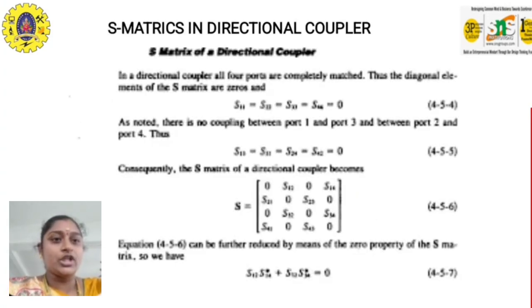This is the derivation. In a directional coupler, all the ports are completely matched, so the diagonal elements are 0. Next, there is no coupling between port 1 and port 3, and between port 2 and port 4. That is, S13 equals S31, and S24 equals S42, which is called the coupling between the ports. Consequently, the matrix of a directional coupler becomes this S matrix representation. We can reduce it using the zero property of the S matrix, applying the conjugate to S11, so that only the zero matrix is used. This is the directional coupler S matrix equation.